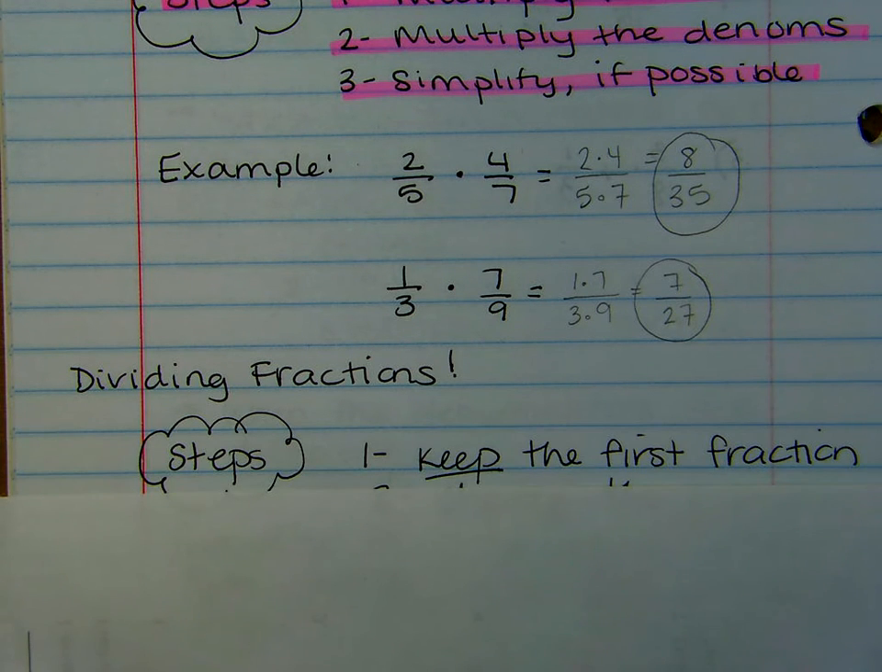We are going to keep the first fraction. And what I mean by that is we are going to keep the first fraction the same. We're not going to do anything to it. We're just going to leave it as it is, okay? Kind of like their crispy chicken, you don't really want to mess with the original, okay?